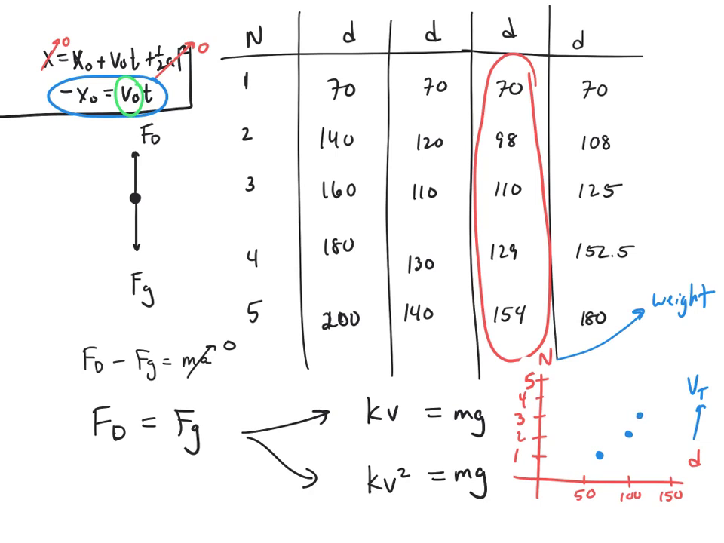4 coffee filters is 130. And 5 coffee filters is 154. So that's what my data generally looks like right here. That's what I'm getting. And the question is this. We can do this several ways. The question is, which fit is better?